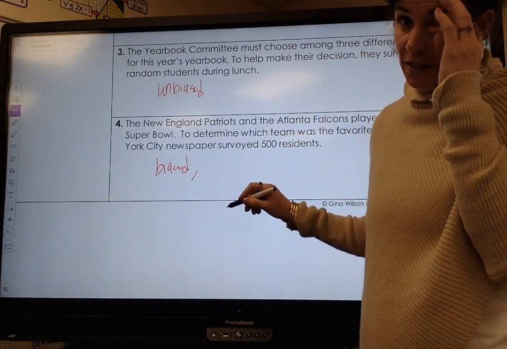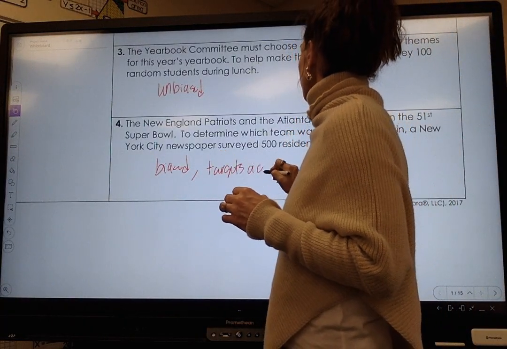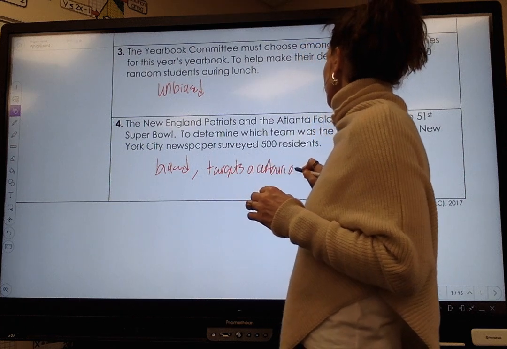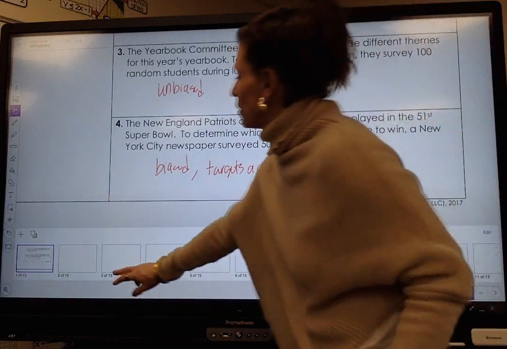So it's biased, and it targets a certain area, which is New York. Okay? All right, let's look at the next page.